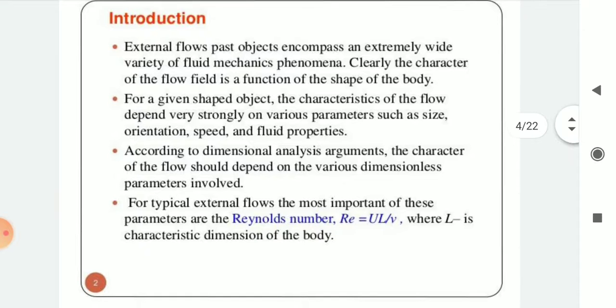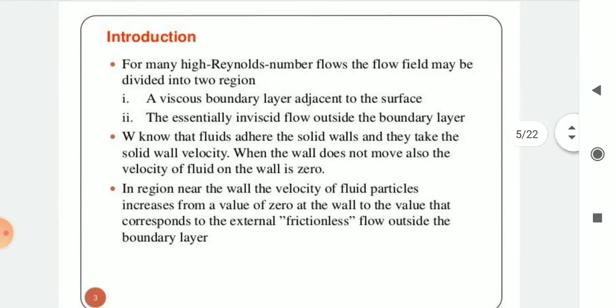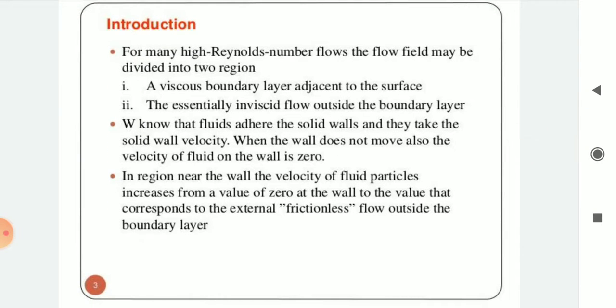So in short, boundary layer theory depends on the Reynolds number, that is Re, which is equal to UL upon V. For many high Reynolds number flows, the flow field may be divided into two regions. First, a viscous boundary layer adjacent to the surface, and second, the essentially inviscid flow outside the boundary layer.